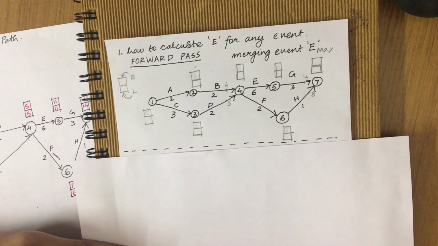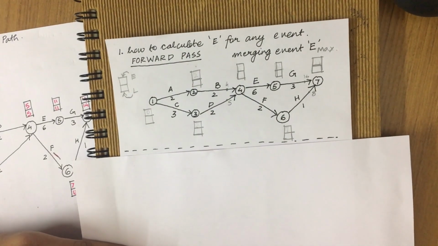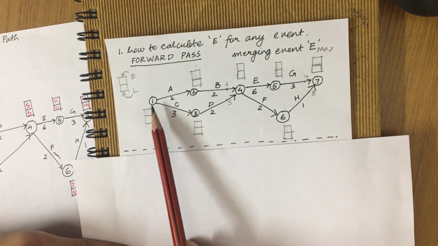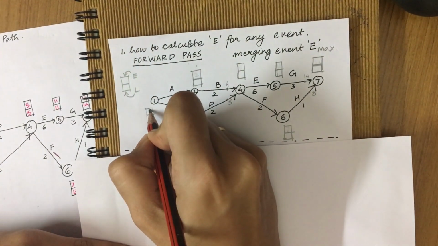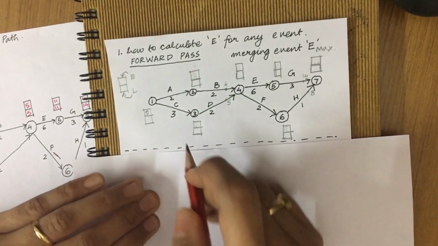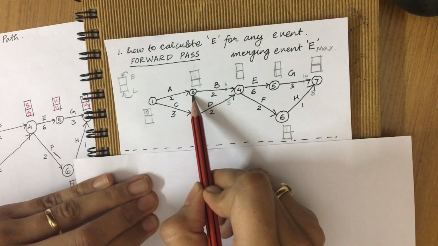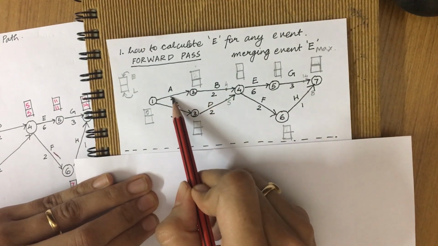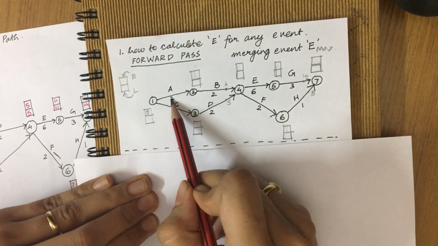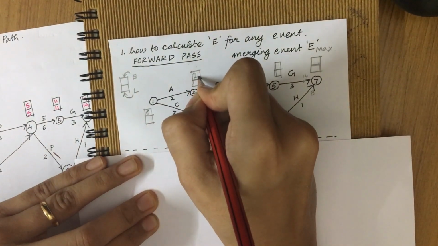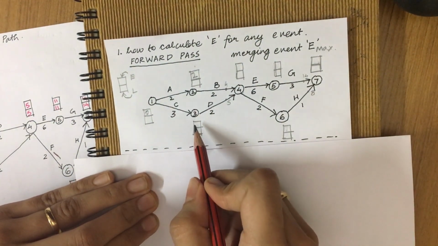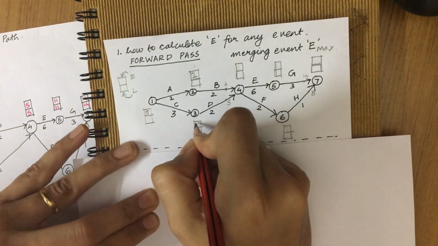So now we'll see how to calculate E for any event. We need to work this out with 2 assumptions. The first is that every event will start with 0 time. I'll come up with the second assumption as we proceed. Now to calculate the E for the second event, you need to add the duration of the previous activity plus the E for the previous event. So 0 plus 2 will give you 2. Similarly, for the third event, the value of E is 0 plus 3, that is 3.